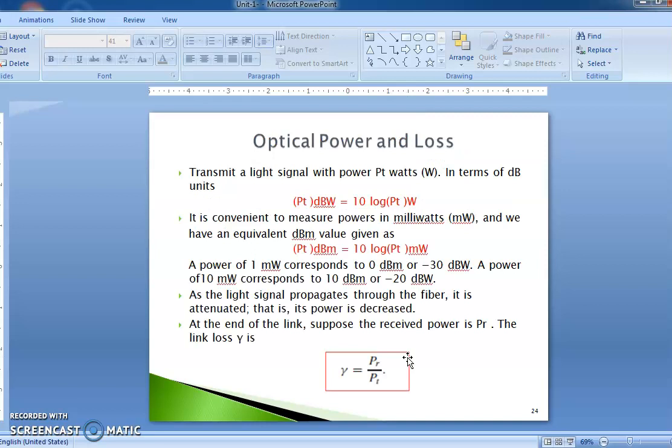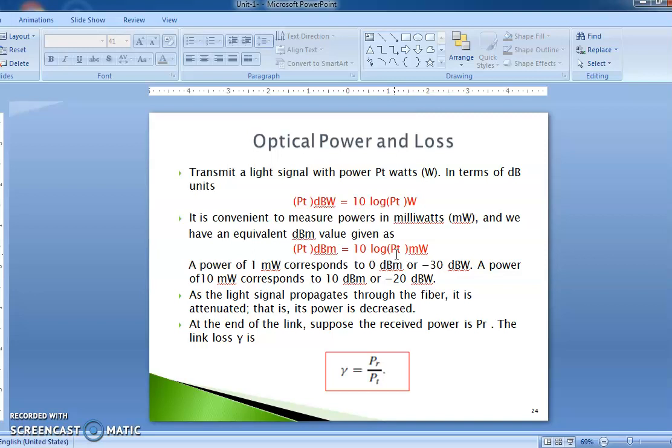Optical power and loss. Suppose we are transmitting a light signal with power Pt watts. In dB units, it is written as Pt in dBW, equal to 10 log Pt in watts. It is convenient to measure power in milliwatts, so the equivalent equation is Pt in dBm, where m denotes milliwatts, equal to 10 log Pt in milliwatts. A power of 1 milliwatt corresponds to 0 dBm or −30 dBW. A power of 10 milliwatts corresponds to 10 dBm or −20 dBW.